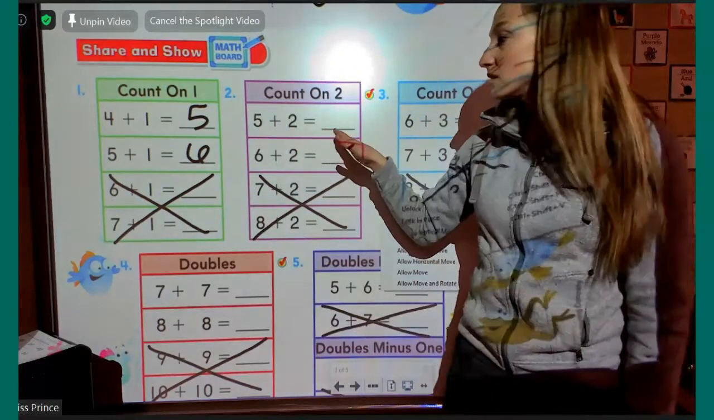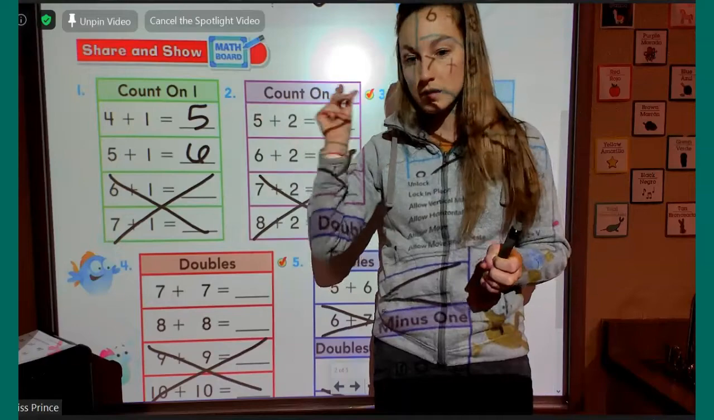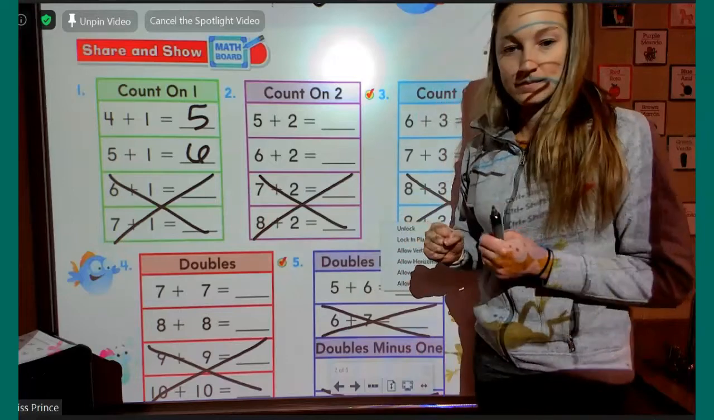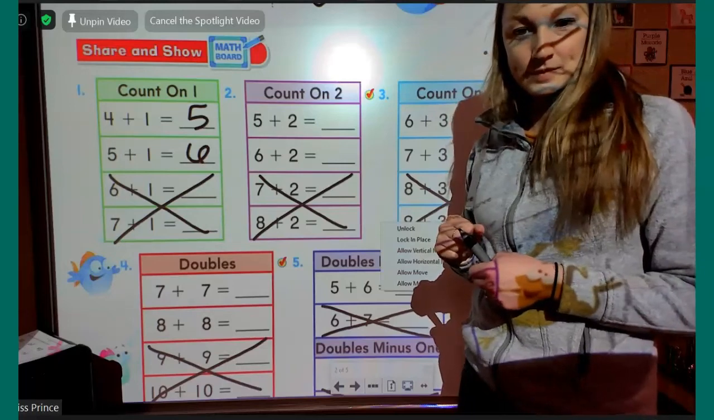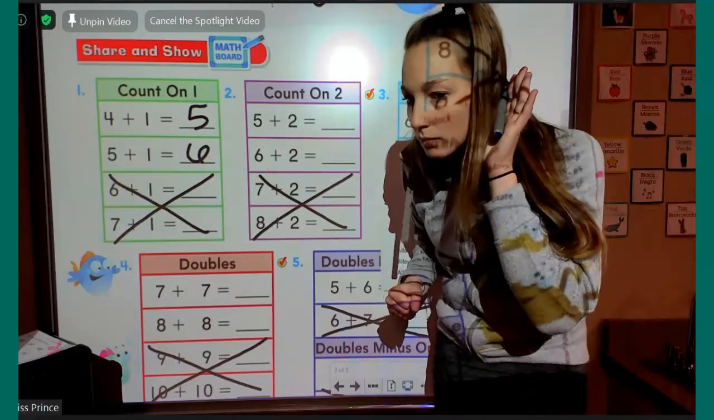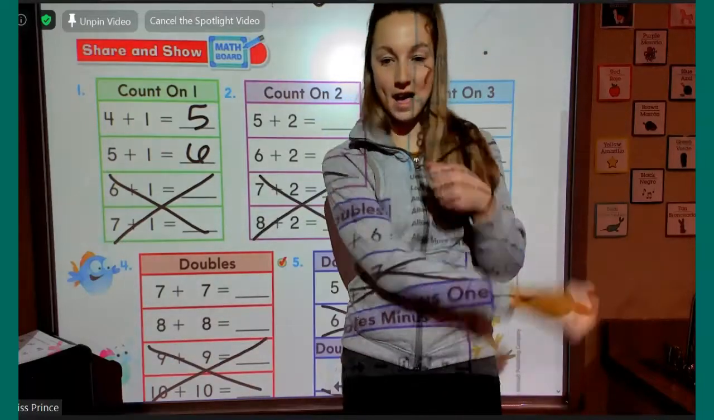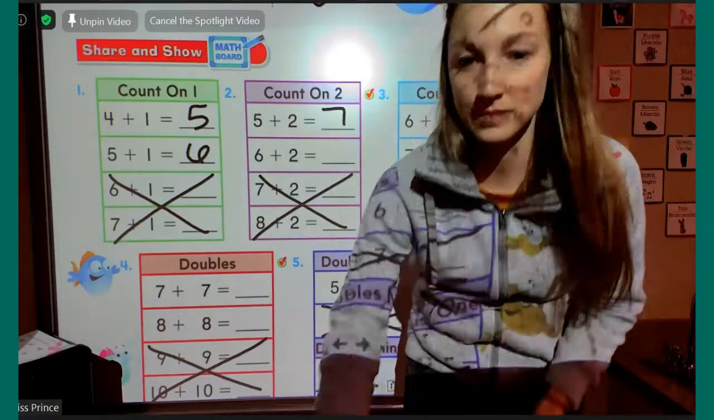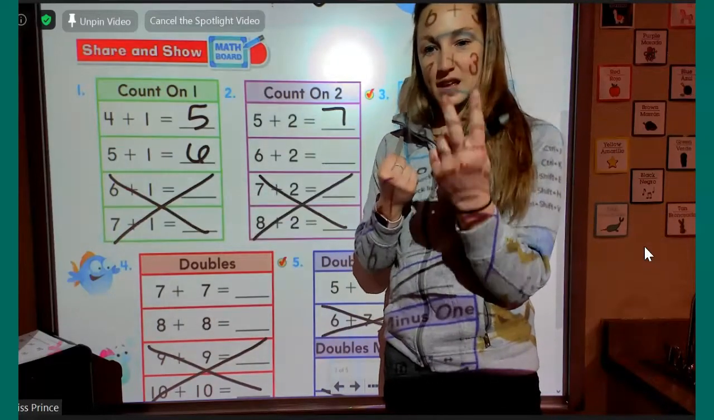Counting on by 2. Same strategy. Scoop up the bigger number, but you're just going to add 2 more. So these ones are also going to be super, super quick. Aaron, 5 plus 2. Seven. 5 plus 2. 7. Yep. So we just go 5, 6, 7. Easy peasy. 8. Good job. 6, 7, 8.